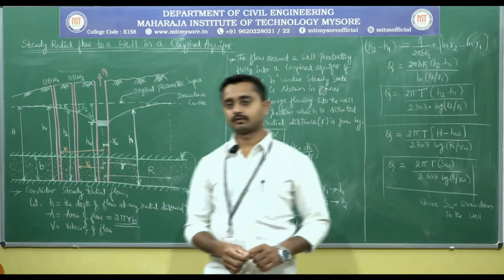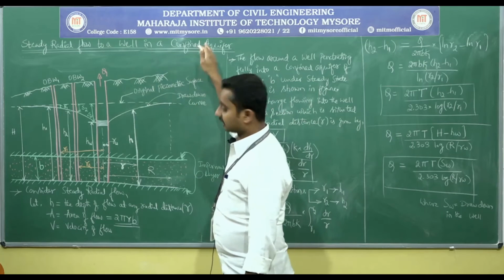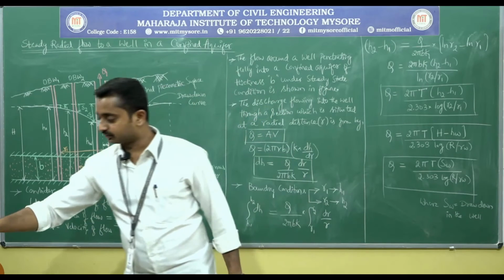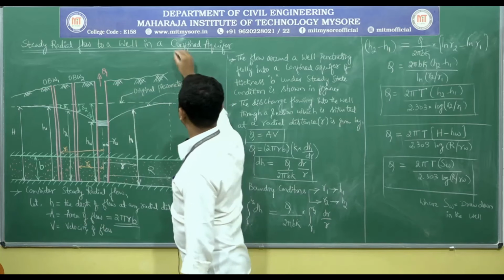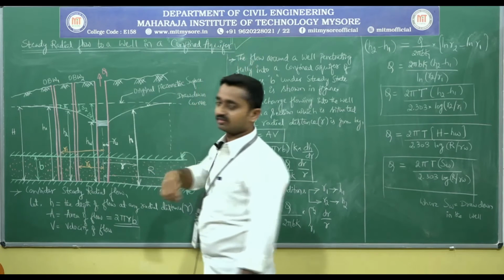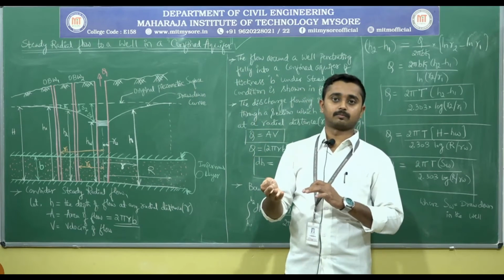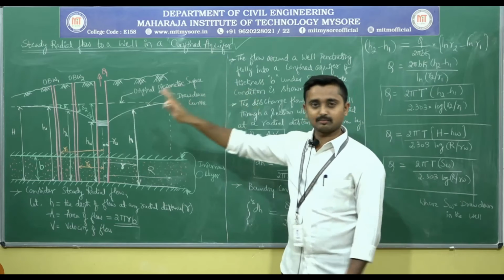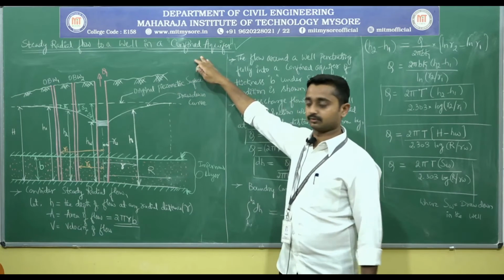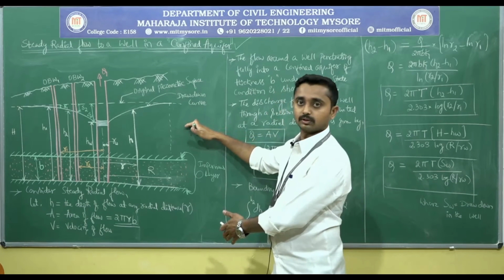Next derivation: steady radial flow to a well in a confined aquifer. The previous one was steady radial flow to a well in an unconfined aquifer. Now the same procedure for a confined aquifer. The previous diagram also looks like this.